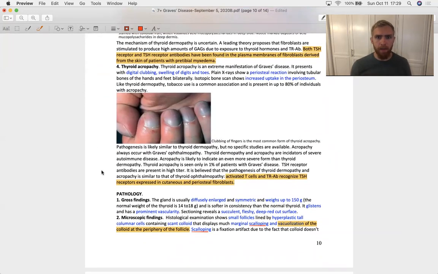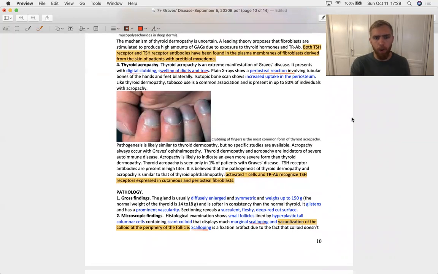Thyroid acropachy is an extreme manifestation of Graves' disease with digital clubbing and swelling of fingers and toes, involving a periosteal reaction in which bone growth is promoted. So the bones grow, then the tissues over the bones grow, and then you've got these big old fingernails.